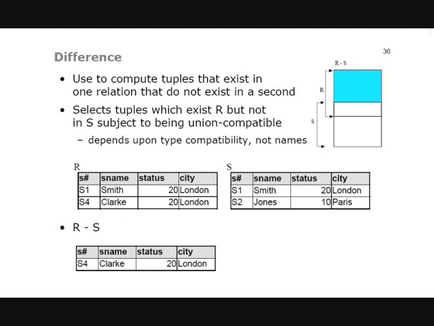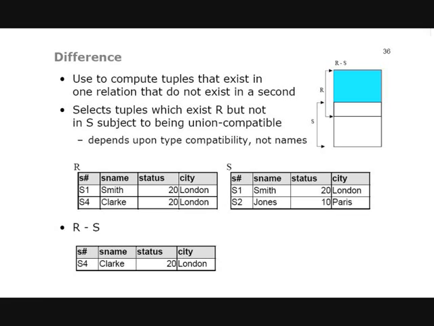So the set difference is the same as the set difference that we saw. We have R minus S or S minus R, and they are not going to be the same. Because if we think about R minus S, we are talking about all of the tuples that are in R but not in S. So if I look at all of the tuples that are in R but not in S, I get S4, Clark, 20, London. What if I wanted to know S minus R? What do I get? Jones. Jones, exactly, because that's the only one that is in S but not in R.